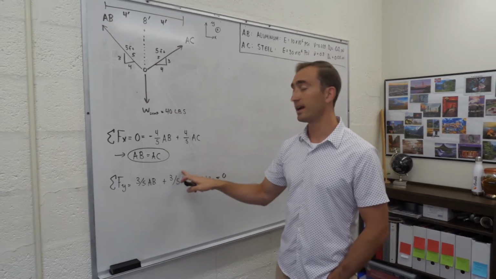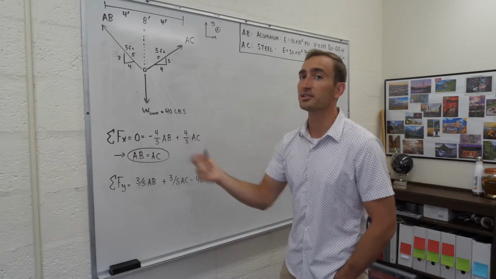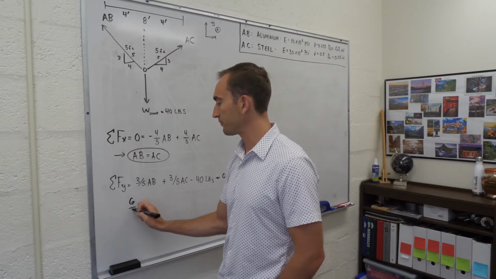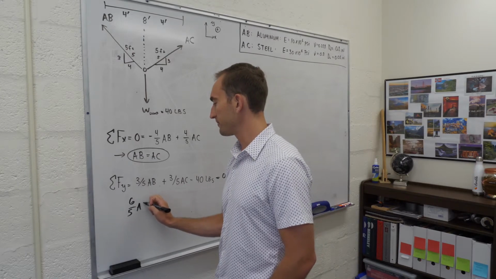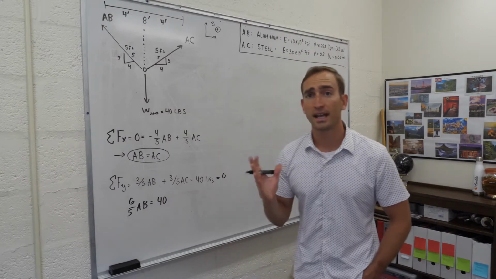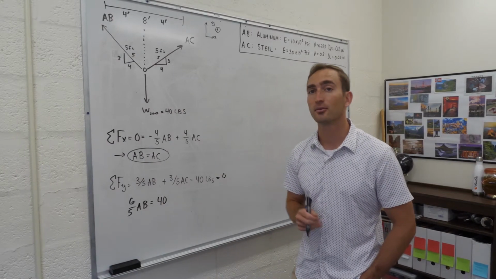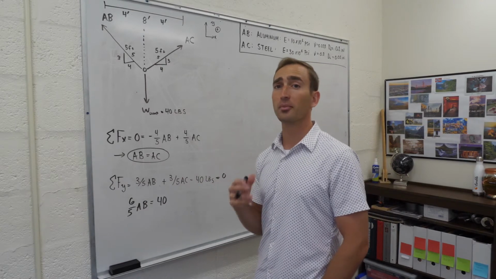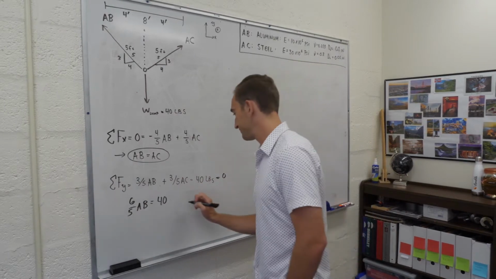So plugging this in down here for AB or AC, it doesn't really matter. What we're going to find is we've got 6/5 AB is equal to 40. And as a result, with a little bit of math, we find that AB and AC both equal 33.3 repeating pounds.